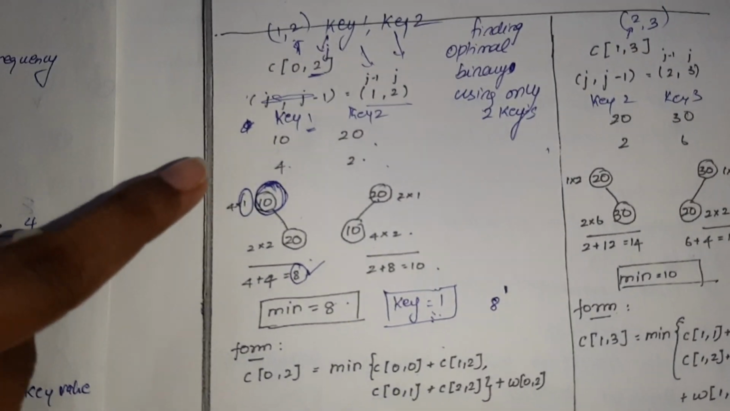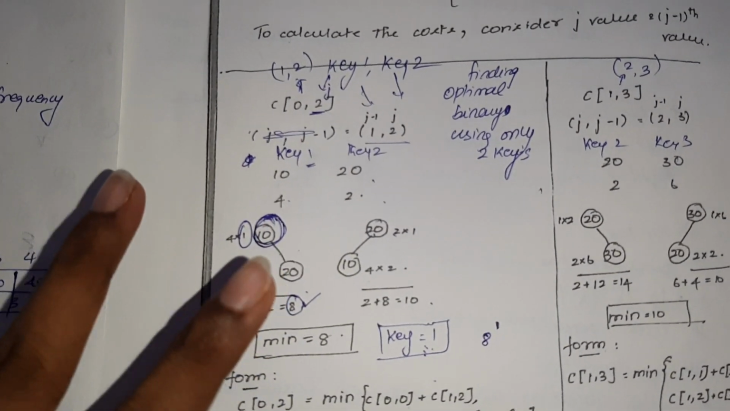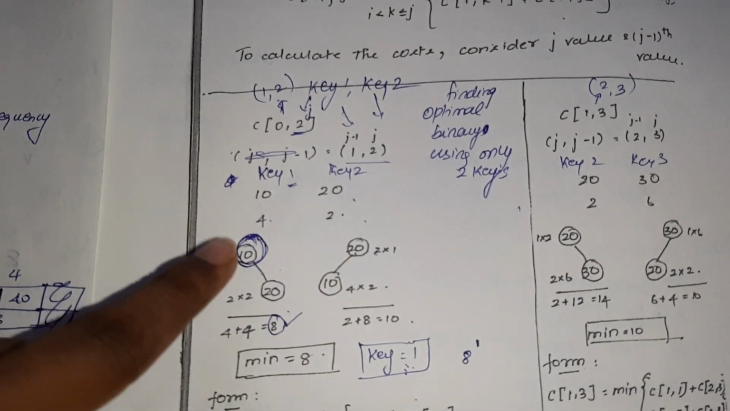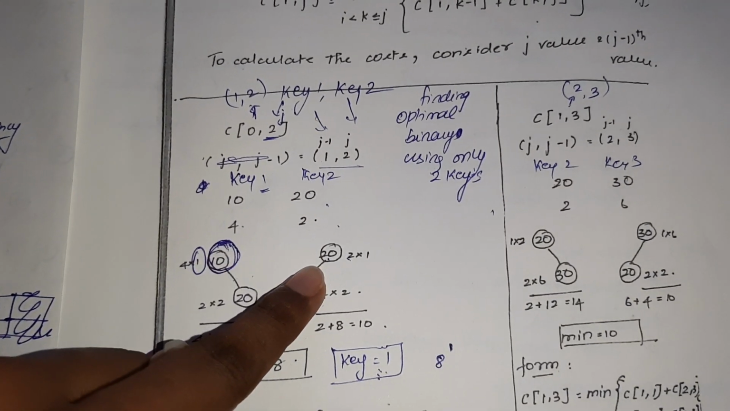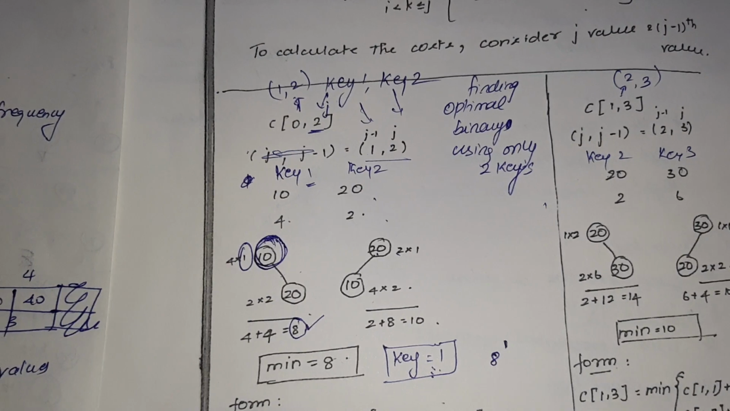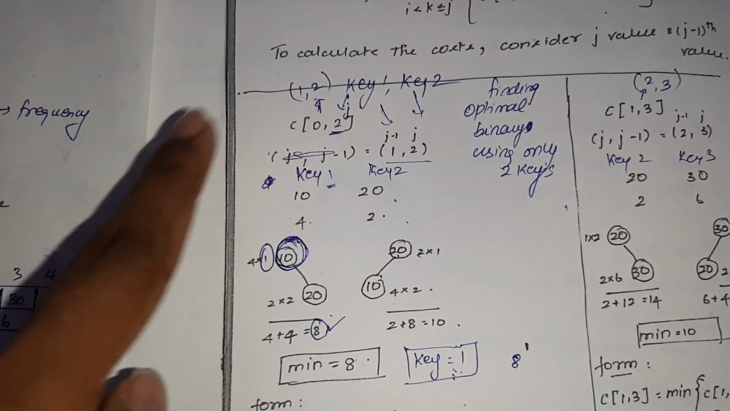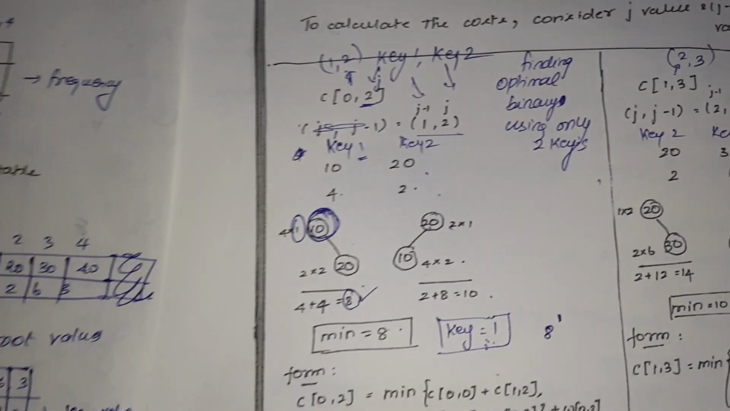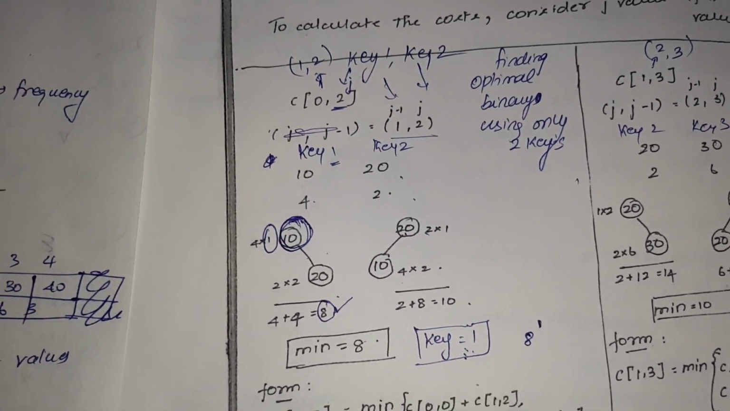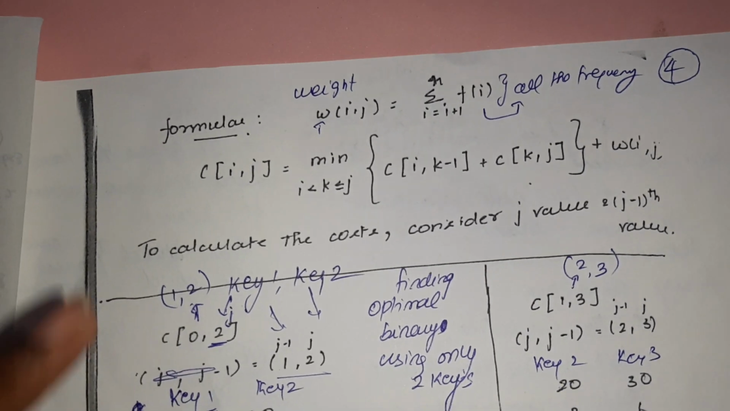In the sense, now this one is 10, 20. So there are only two possibilities: either 10 will act as a root node or 20 will act as a root node. Suppose I am getting more than 2, it may be 3 or 4 nodes, the possibilities of drawing the graph are more. It will take time. So for simplifying that, we are going to use this formula.